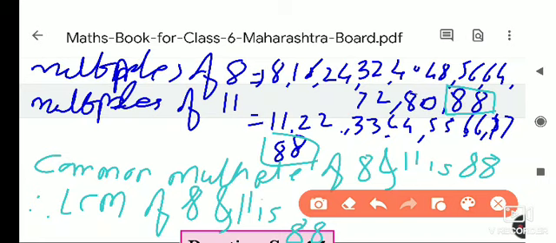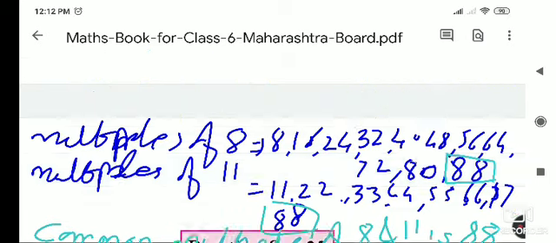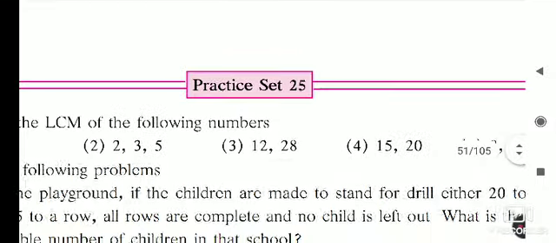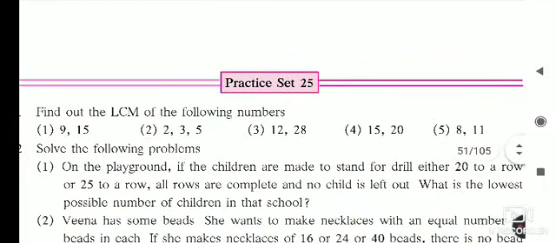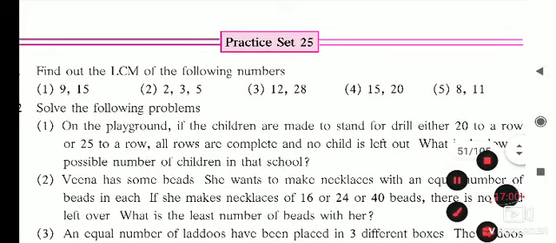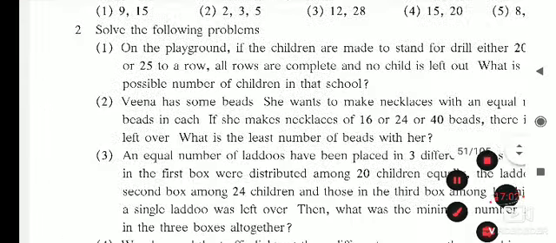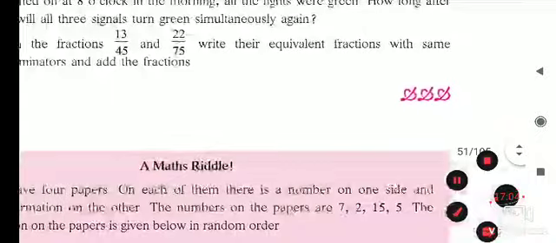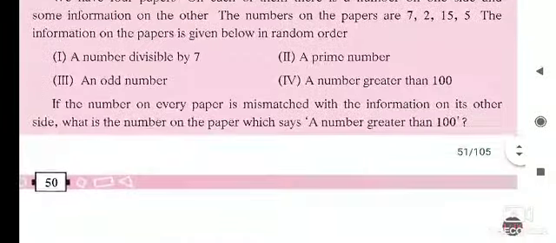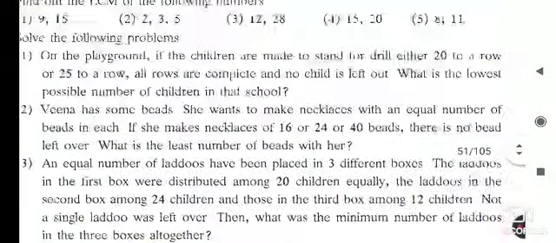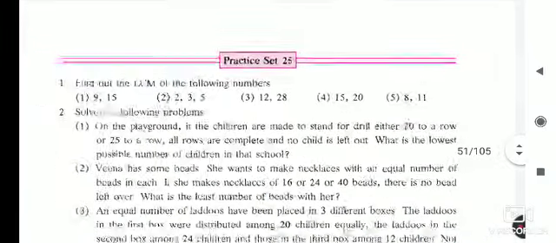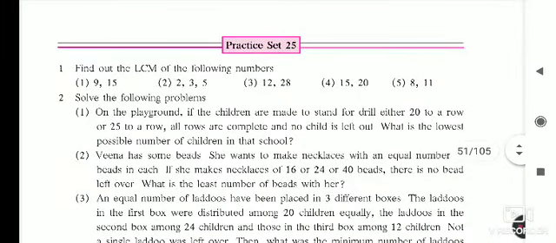Do all of you understand how to do this? So today you are going to solve question number 1 from practice set number 25. All of you complete this, and these word problems we will take tomorrow in our next lecture. Okay, so today we will stop here only.